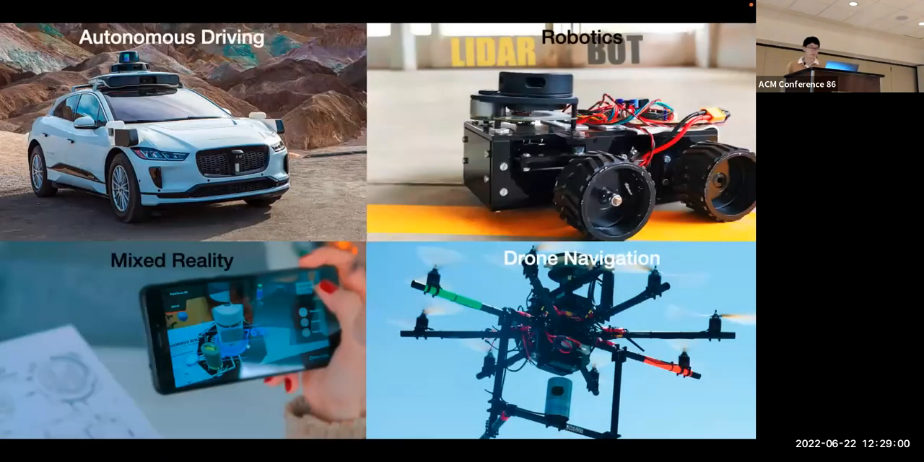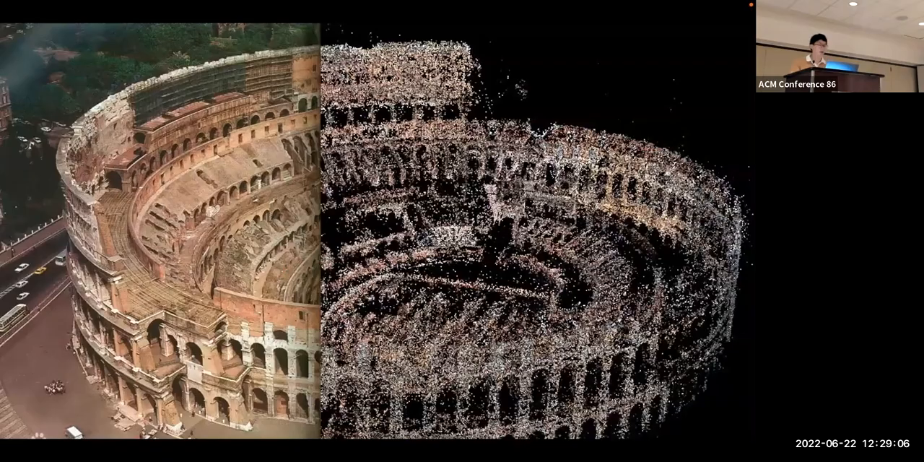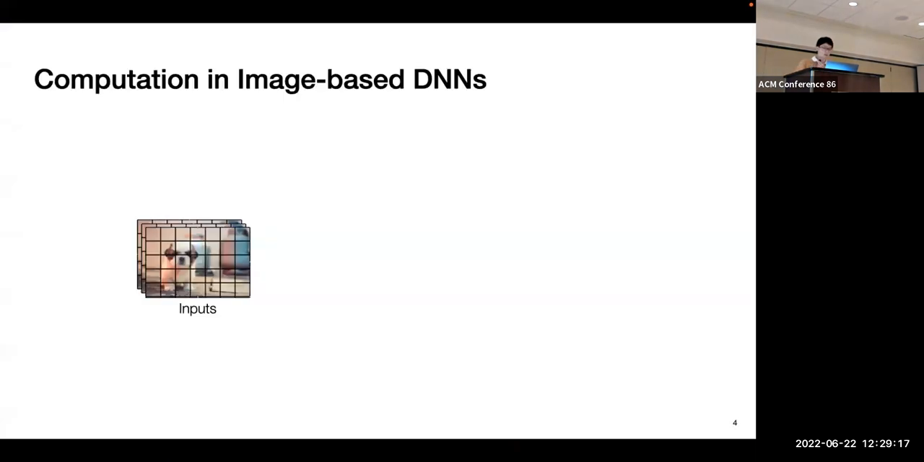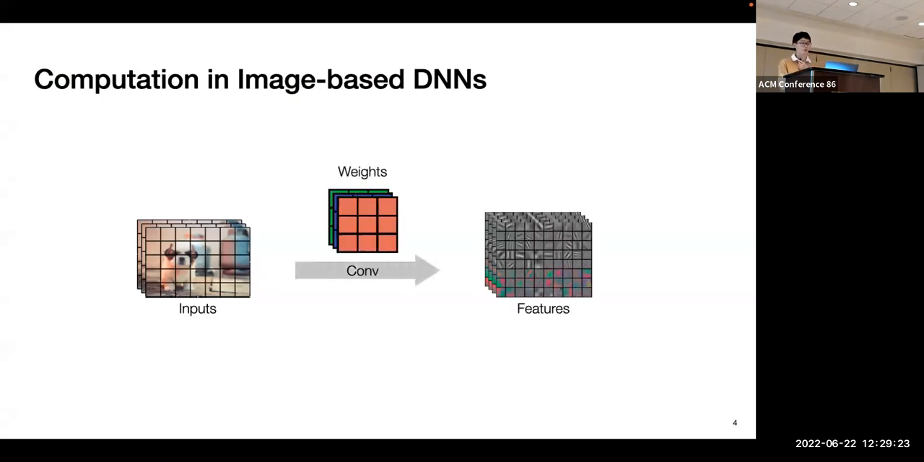Deep learning in computer vision has enabled so many applications such as autonomous driving, robotics, etc. In current computer vision systems, there are two main modalities that drive such innovation. They are 2D image and point cloud. And the main operation in the image domain is 2D and 3D convolution. In convolution, an input feature map will convolve with a set of weights to get an output feature map.